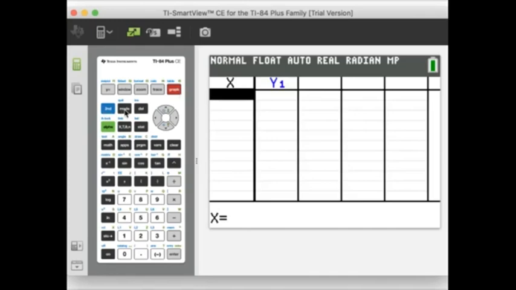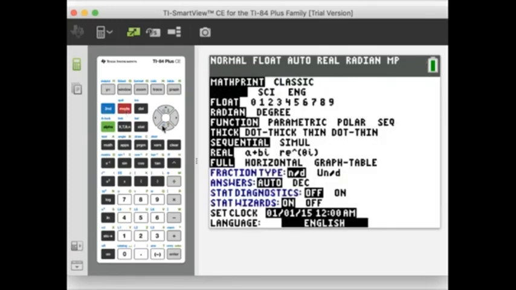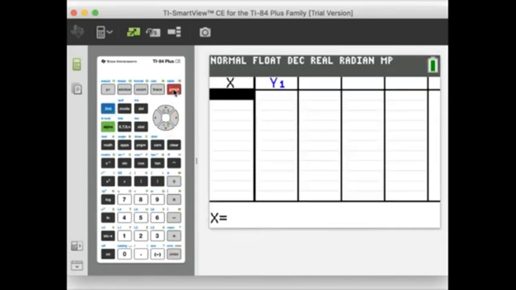Another thing that we need to change is that sometimes the y column, when you do this, will come out in fractions. We want decimals so that we can easily analyze what our function is approaching. So our answers, we want them to be in decimals. And so now let's go ahead and go into the table.